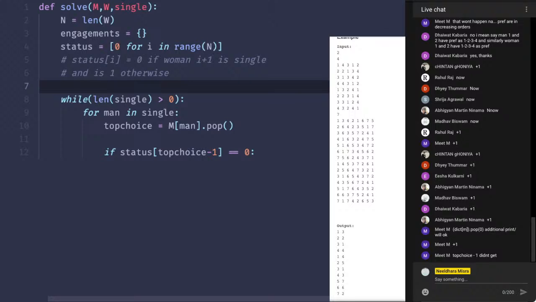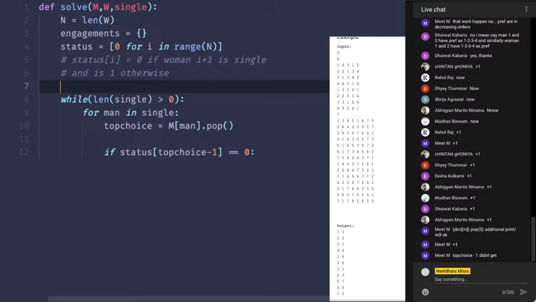You can get away without maintaining an explicit status array by just looping through engagements to check if somebody is single or not. But I think it's simpler to just keep track of the status explicitly, because then it's quicker to check if somebody is single or not.